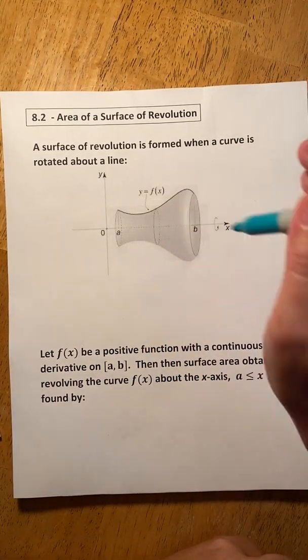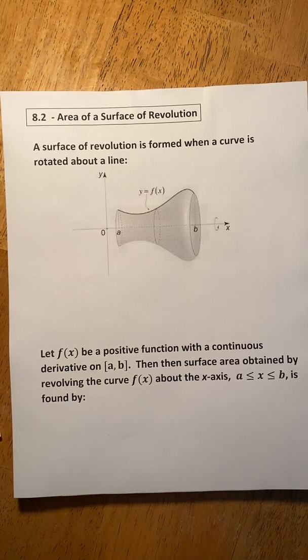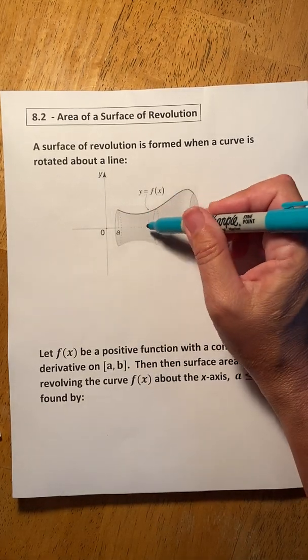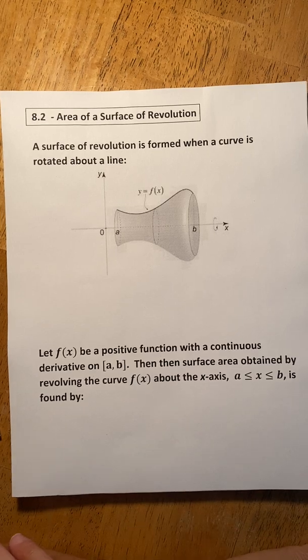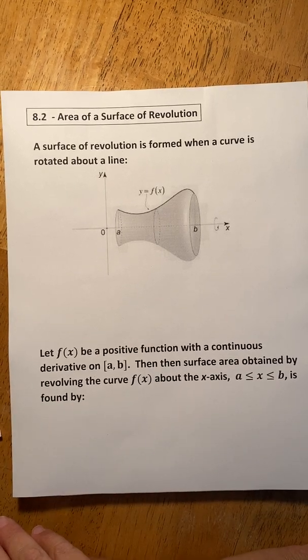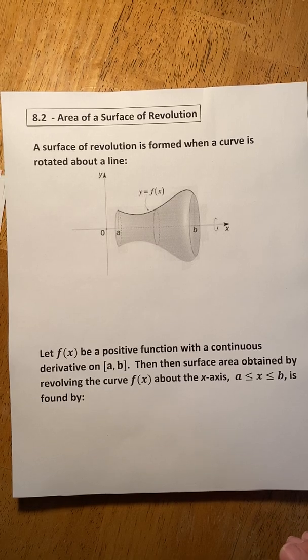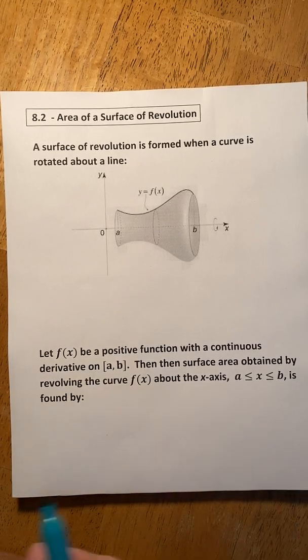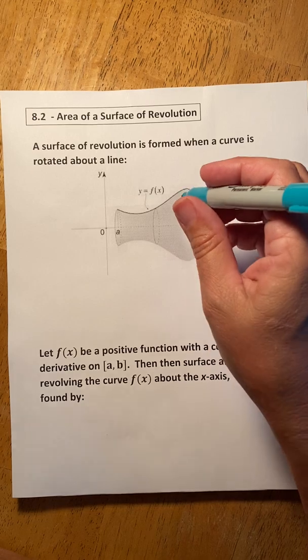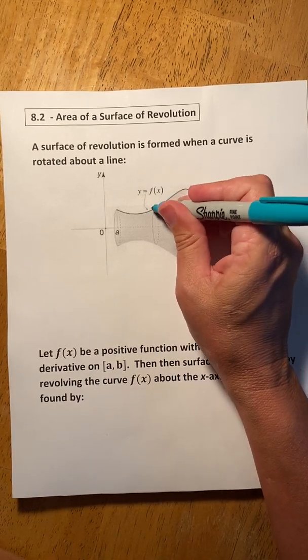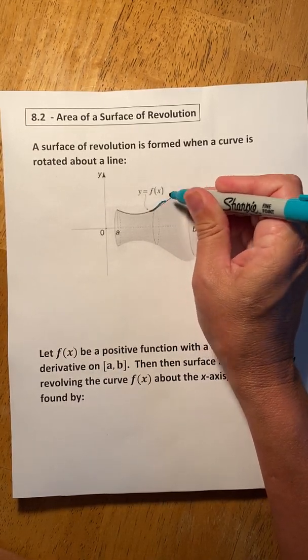So if we have some curve, y equals f of x, and we spin it, we're only looking at the surface. If we were to lay this out flat, how much fabric or paper would we need to create the outside of this particular shape? So just to give us a slight idea on how this is derived, imagine I'm going to take a little piece of the curve right here.